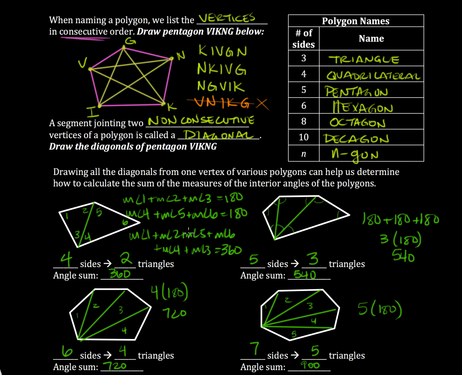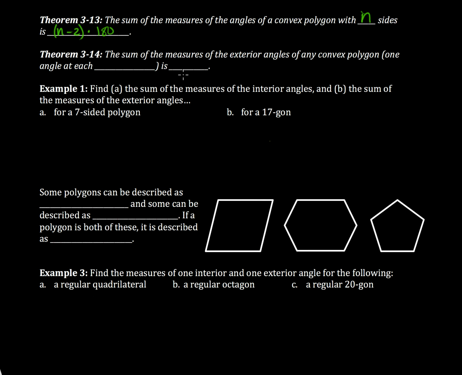See how that worked out in there? A four-sided polygon, 4 minus 2 is 2, and 2 times 180 gave us the 360. For our five-sided polygon, if we take away 2, we get 3. 3 times 180 is 540. Our six-sided polygon had 4 triangles. 4 times 180 is 720, and so on and so forth, right? So number of sides minus 2 times 180, that's the sum of the measures of the interior angles.